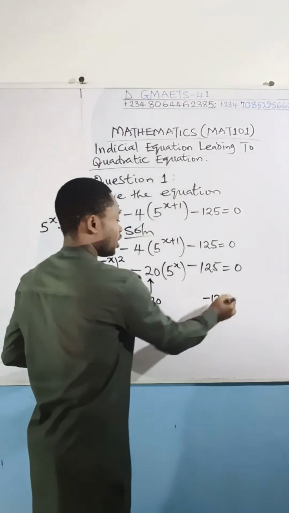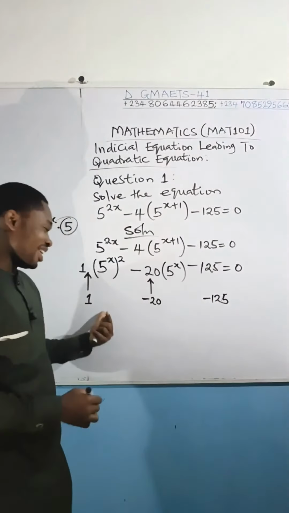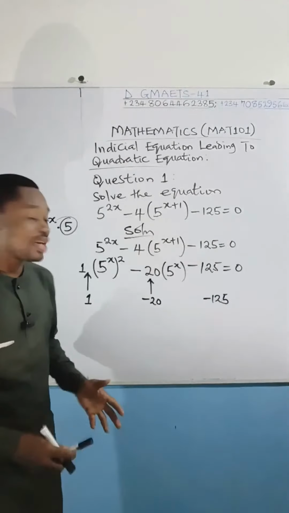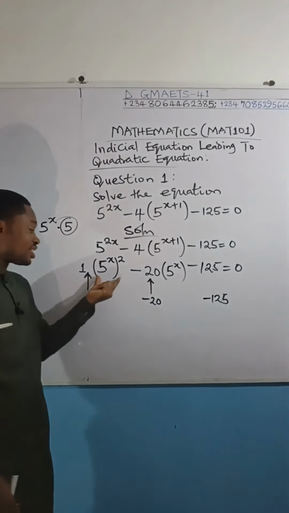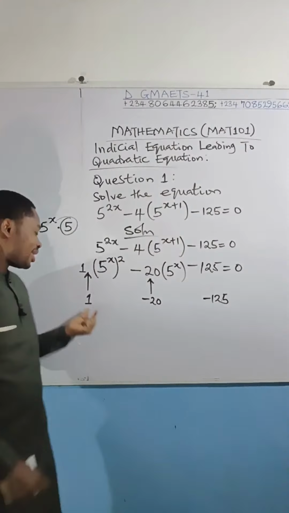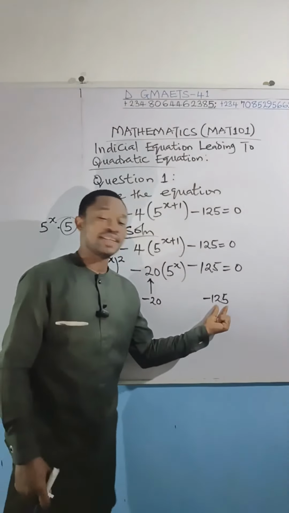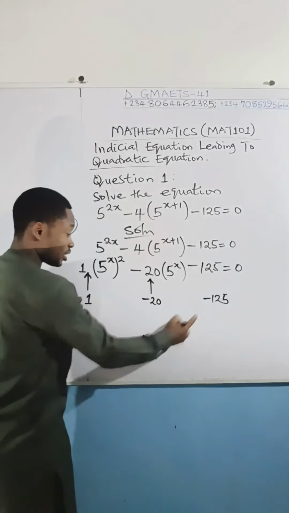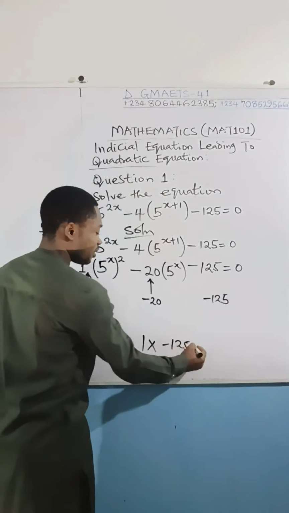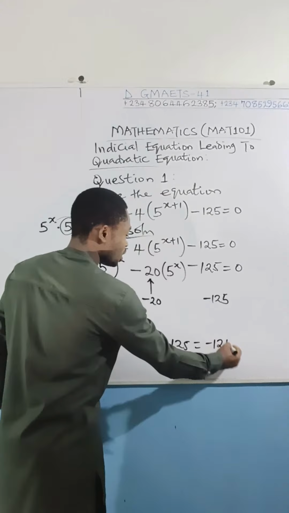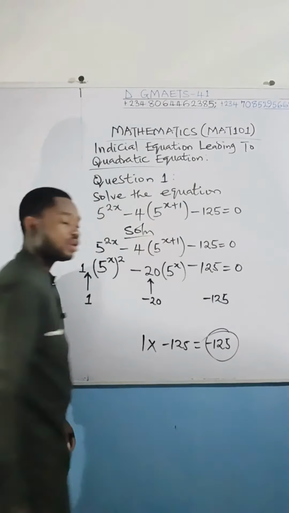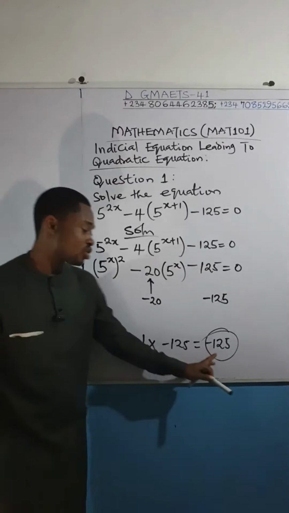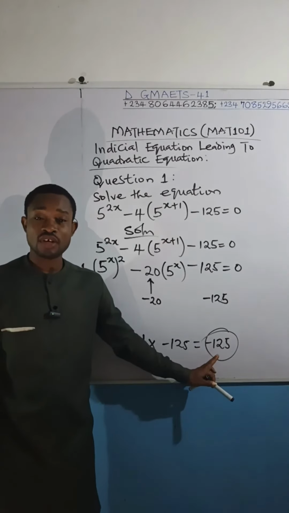Minus 125. Remember, like I told you, A, B, and C. So all you are to do here is simple. The coefficient of this guy raised to power 2, remember, that is what you are going to use in multiplying the constant term. If you do 1 times minus 125, you are going to get minus 125. So all you have to do is find 2 numbers that are factors of minus 125.